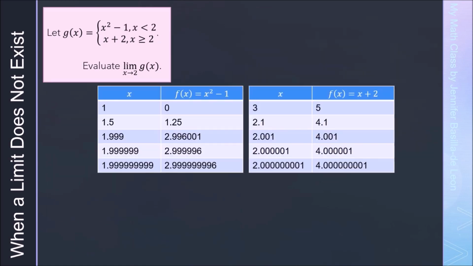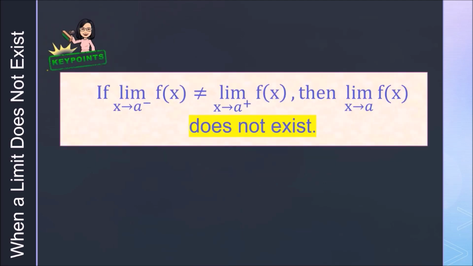From this table of values, we can clearly see that the two sides of the limit, when evaluated, approach different values. Remember this: if the limit of f of x as x approaches a from the left is not equal to the limit of f of x as x approaches a from the right, then the limit of f of x as x approaches a does not exist.